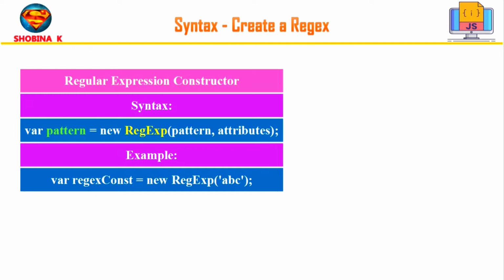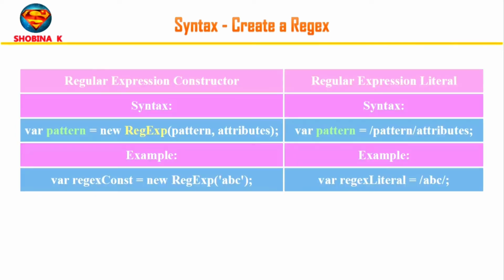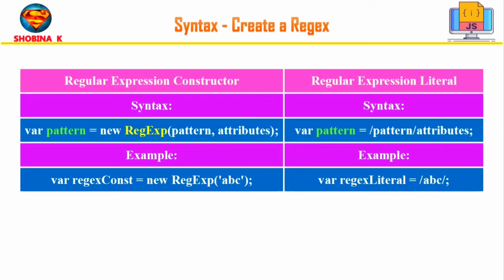This is not the only method to define the regular expression, and you have a simpler method. All you have to do is use a slash and put the pattern, and again use a slash and add your attributes. So this is another simple method of using your pattern and attributes in a JavaScript regular expression, that is, slash pattern slash attributes.